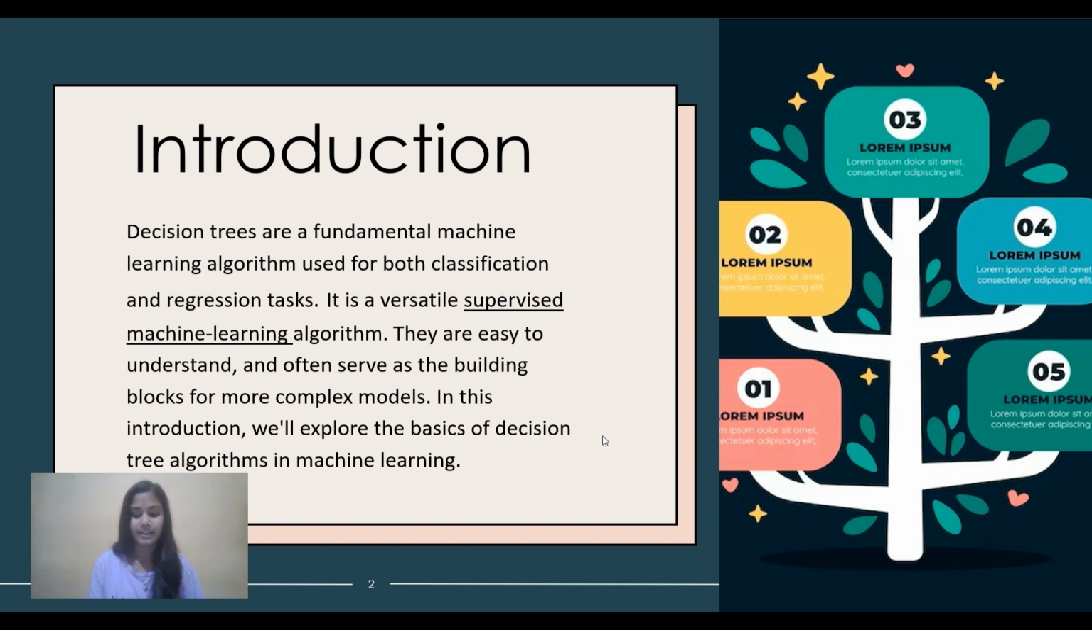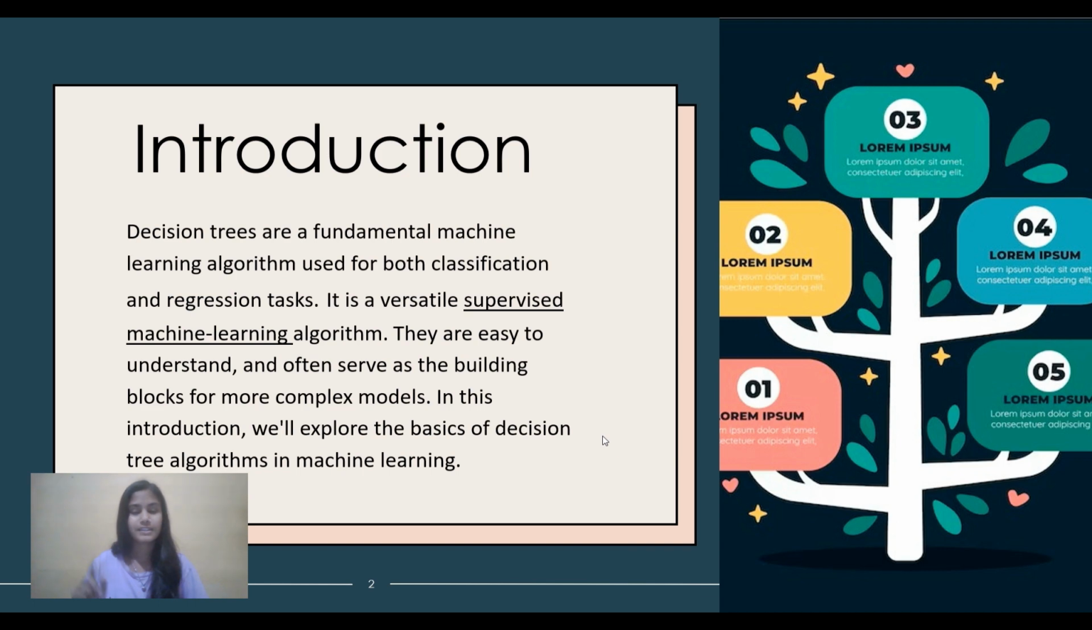In the next slide, here we see the introduction. Decision trees are fundamental machine learning algorithms used both for classification and regression. In the next slide, we will learn what is classification and what is regression. Here it is a versatile supervised machine learning algorithm. What is a versatile supervised machine learning algorithm?